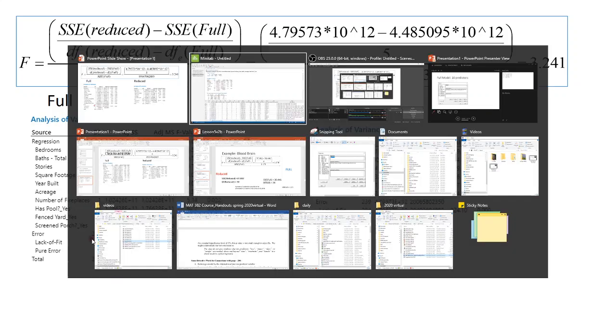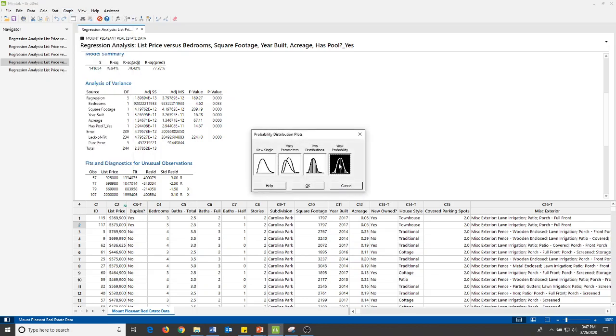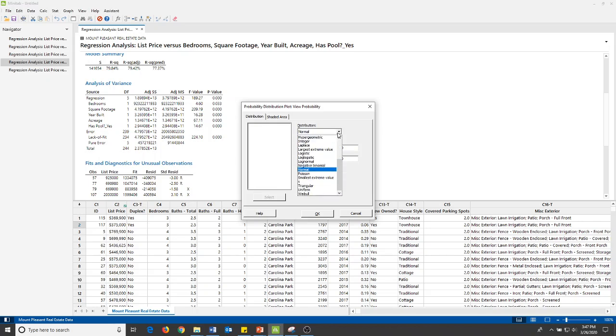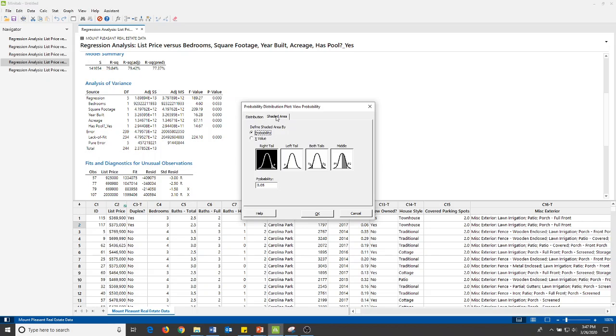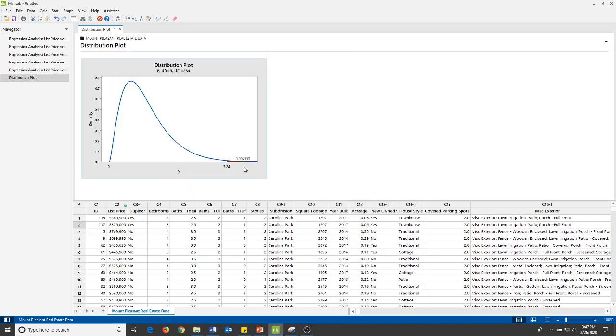So let's go see if I can calculate this. Go to Graph, Probability Distribution Plot, View Probability, and I want an F distribution. The numerator degrees of freedom was 5, and as I recall, the denominator is 234. Then I want to make sure I find the shaded area, and I need to put in my x value of 3.24. I always go to the right tail with the F test, so I'll put in the right tail of 3.24, and it turns out my p-value is 0.00753.